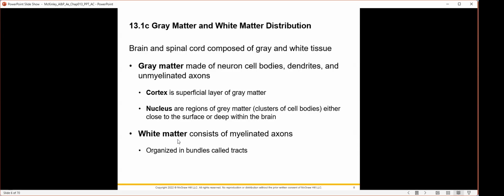White matter, on the other hand, consists of those axons coming from those cell bodies, and it's white because those axons are myelinated. Typically for cerebrum, for our brain, white matter is going to be found in the medulla, or the innermost portion. We're going to see a difference when we look at the spinal cord in a later chapter.